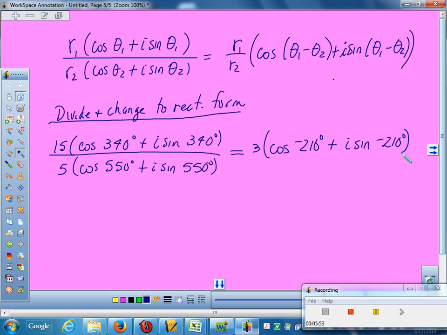Yes, the angles have to be the same, always. If you are in polar form, you must have the same angle in both places. You cannot have different angles. That would be incorrect. Impossible.